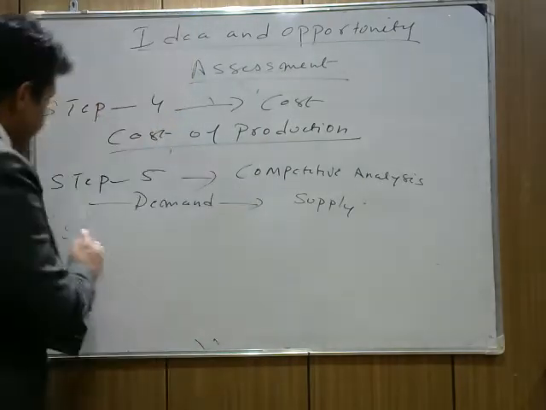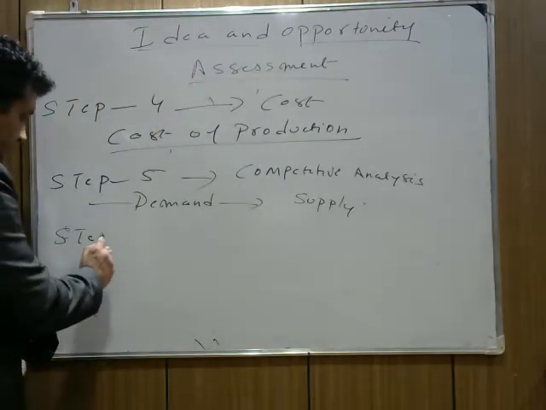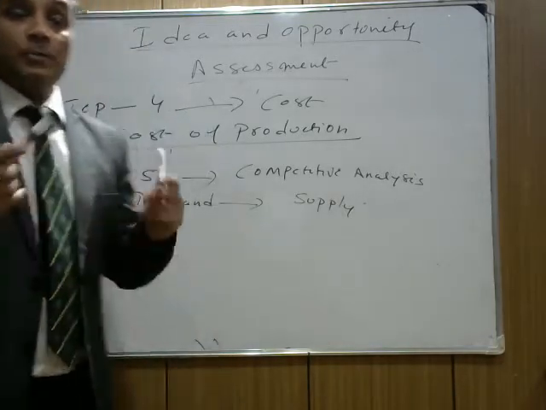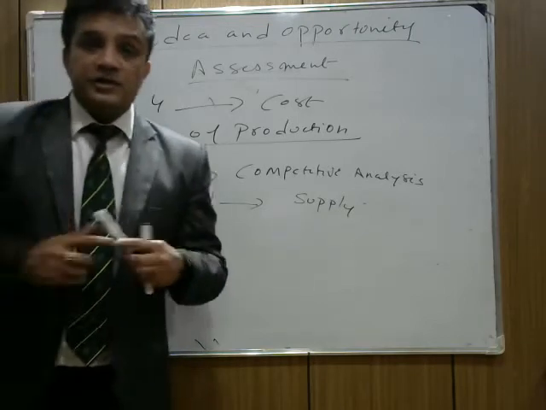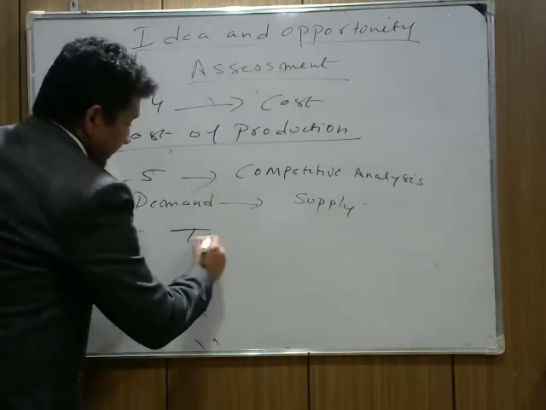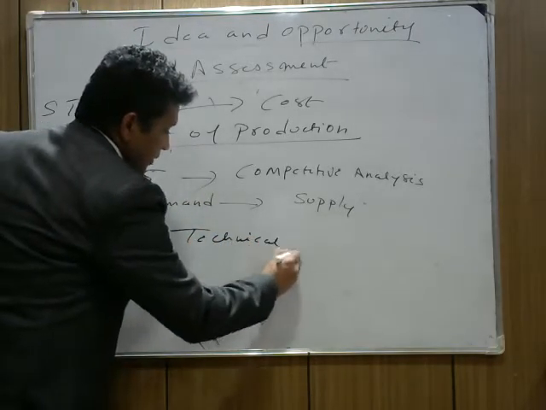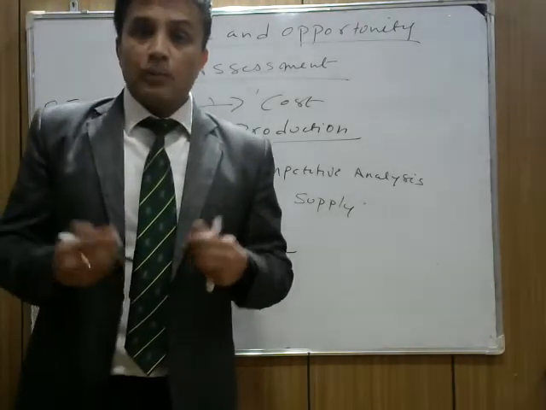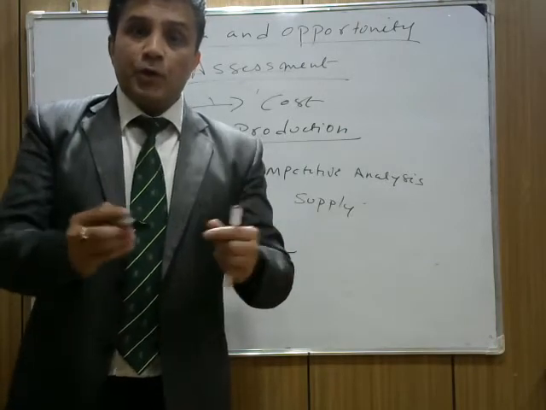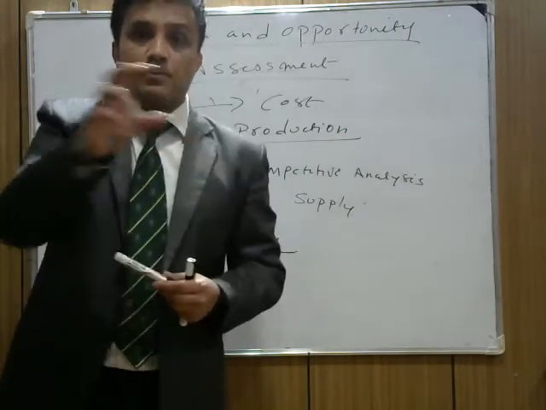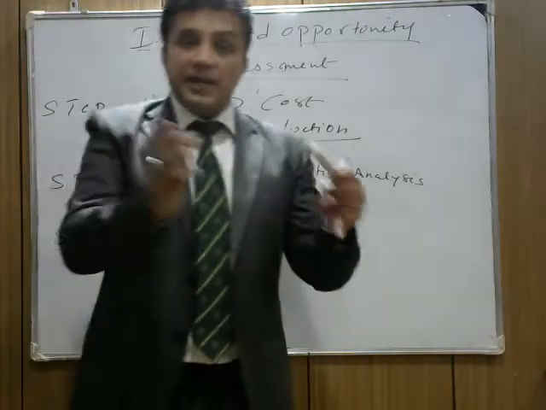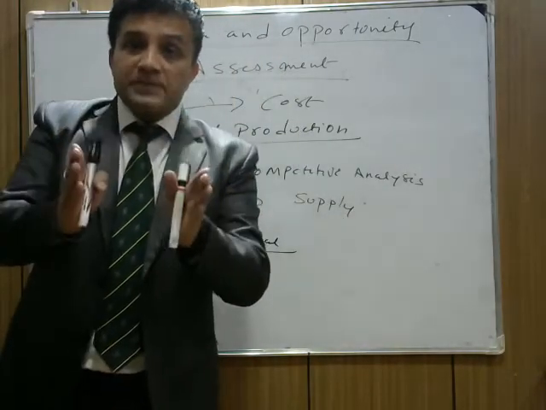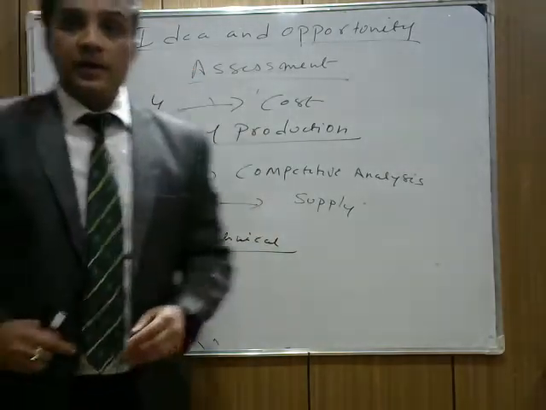Next thing is step 6. Step 6 is technological complexity. You require technical things, but how many technical things do you require in manufacturing a product? Now this is again an important part. What is technological complexity? Whether the product requires certain technology in terms of plant and machinery, or you require training and application, it should be assessed. Technological complexity means what type of technology you require in production.